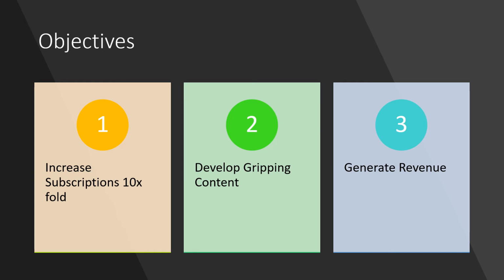The second is develop gripping content. So what that means is, as far as the design, I want to make sure that whatever I put out there is compelling enough that people want to share it with others, right? And the third aspect is to generate revenue. And if the content that I'm developing allows money to start coming in, that's a very important piece.